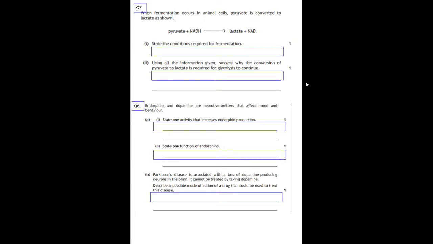So when fermentation occurs, state the conditions required for fermentation. It's an absence of oxygen.